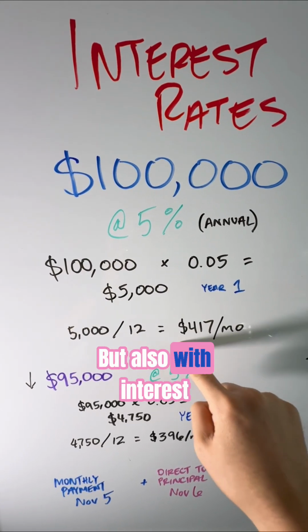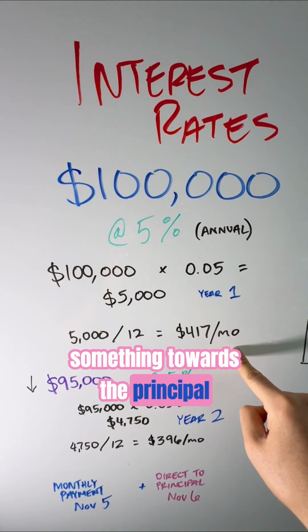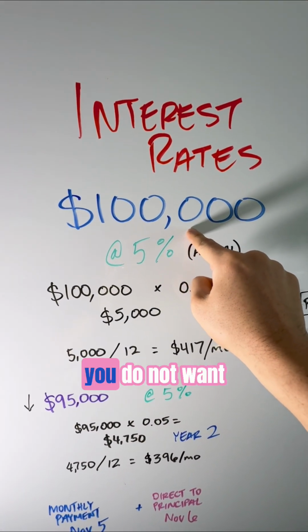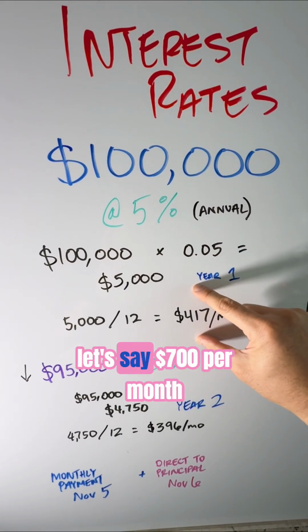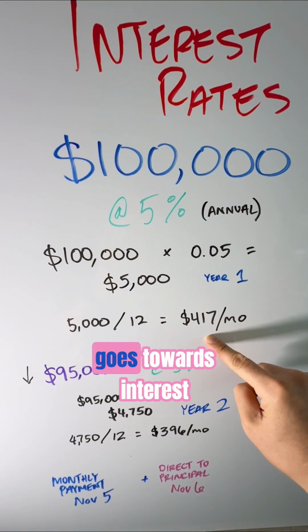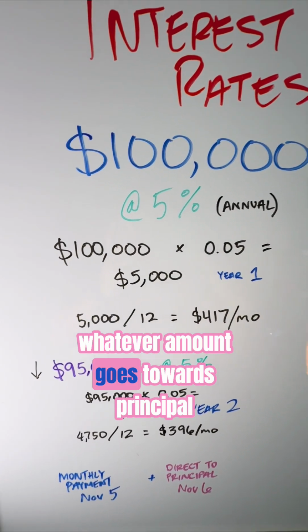But also with interest, if you don't pay something towards the principal, you're just going to be paying interest, and that number will never go down. Obviously, you do not want to have a loan forever, so you make a bigger payment, let's say $700 per month, while $417 of that goes towards interest, right? The other $300 or whatever amount goes towards principal.